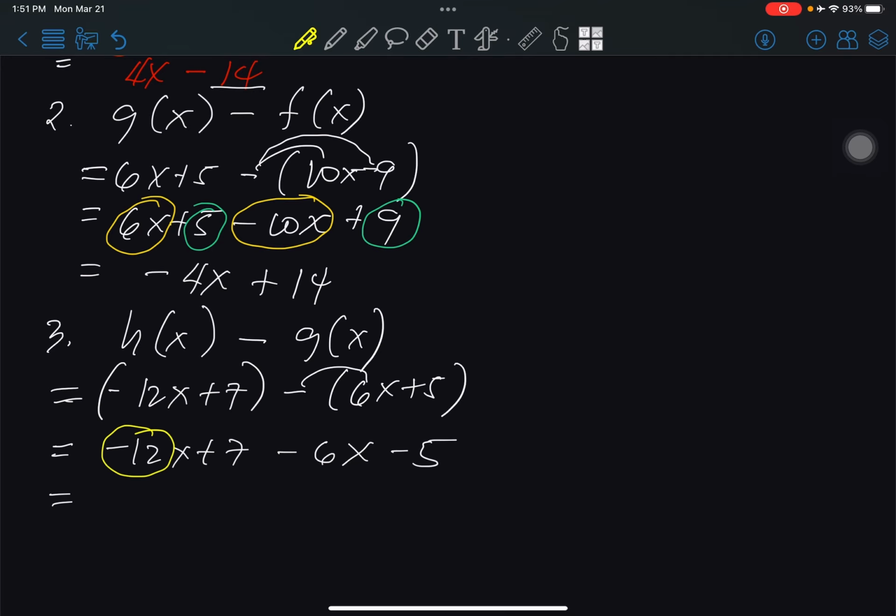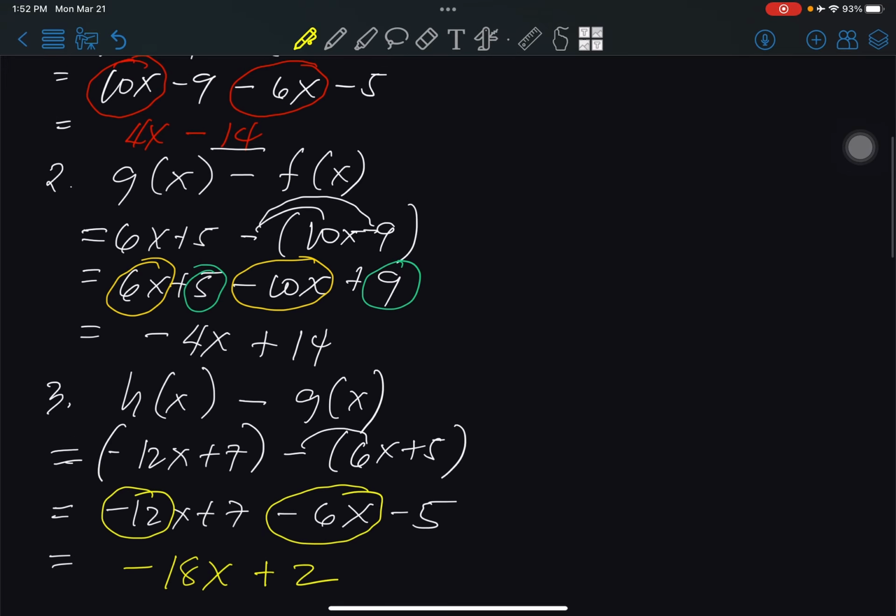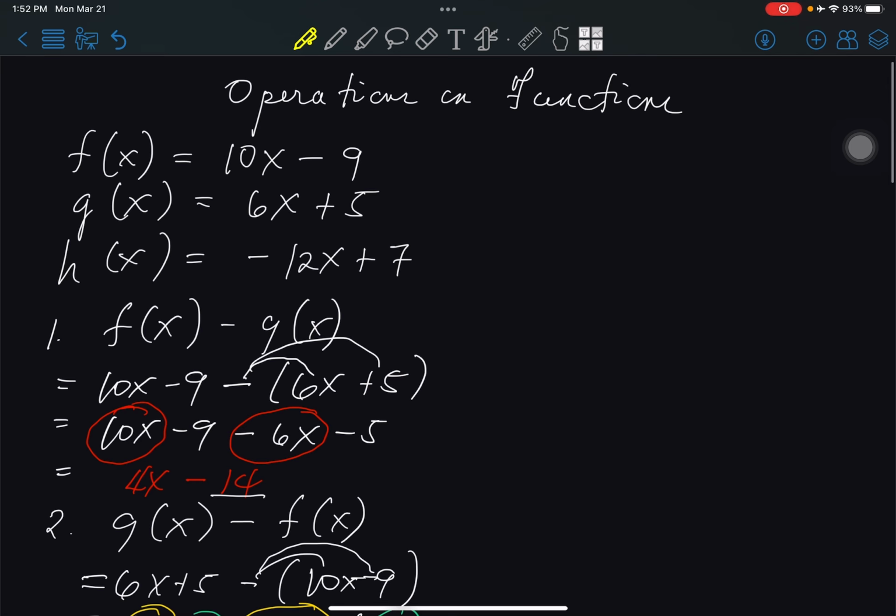So we have minus 12x and minus 6x. These two are to be combined. So minus 12x minus 6x will become minus 18x. Then 7 minus 5 will become plus 2. So that's the answer if we are going to find out the difference between h of x and g of x. Okay, so this is all about operations on functions using subtraction.